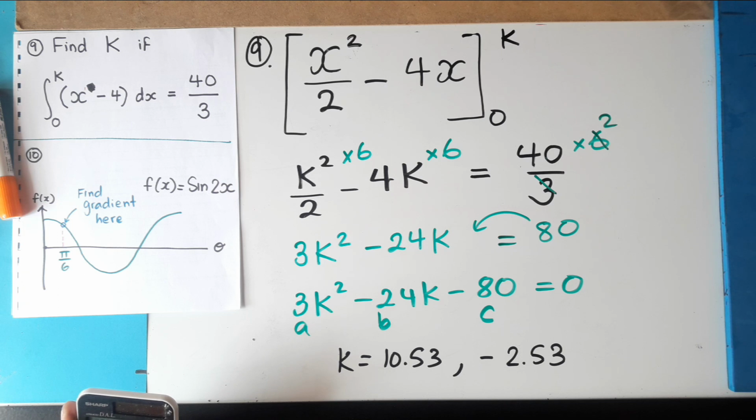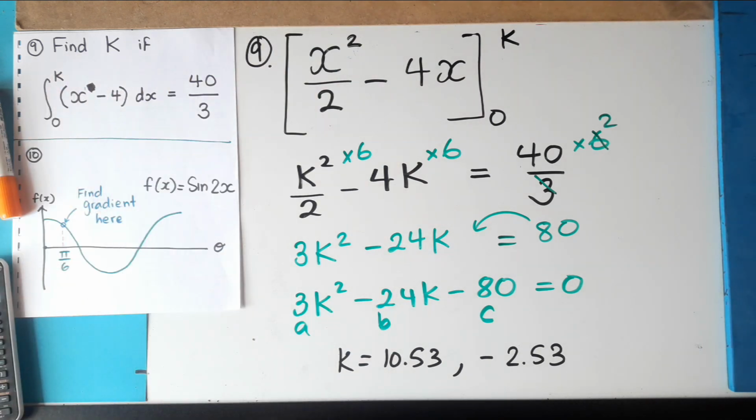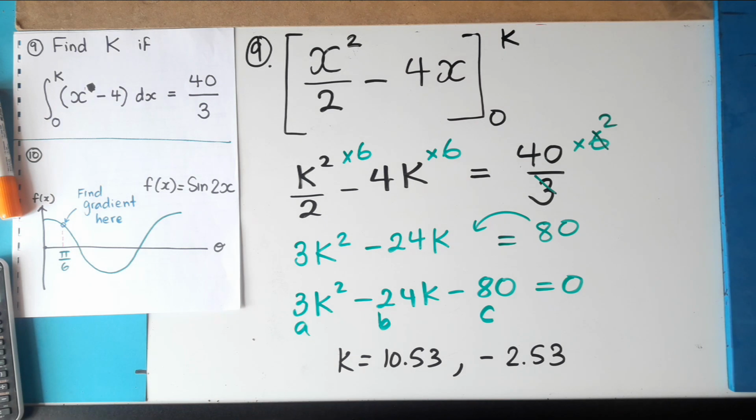A is 3, B is negative 24, and C is negative 80. Yep, that is correct. Right, so this is like a super popular question in the exam, right? If you come down to the end of the exam, you'll be seeing questions like this in like number 40 or 35, around there. You'll be seeing those types of questions.